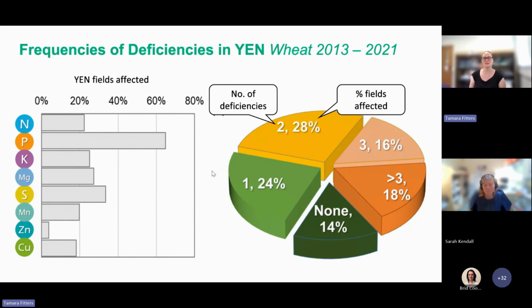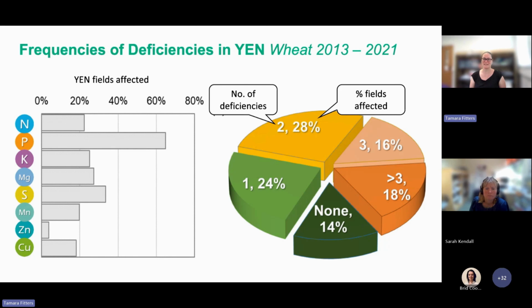And then when we look at this pie chart here, we can see that out of all those fields, 24% of them had one deficiency. And you think, well, that's pretty good. But then actually, 28% of all those fields had two deficiencies. And then when we look over here, there were 3 or more deficiencies in over 30% of the crops, and there was only 14% of the fields that had no deficiencies at all. That's a relatively small percentage. So having a deficiency is very common, and it highlights the need for knowing what's going on in your field.